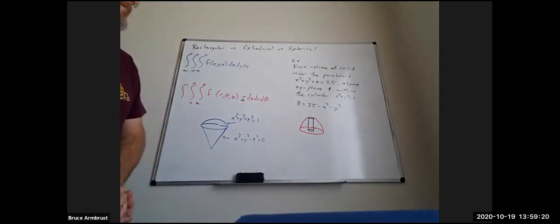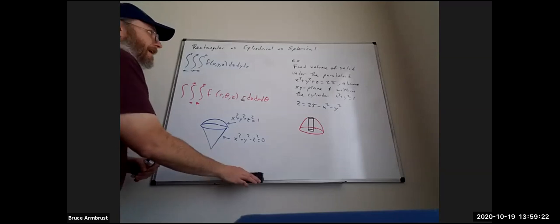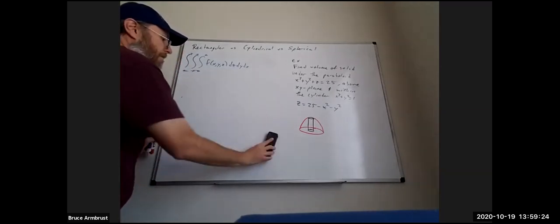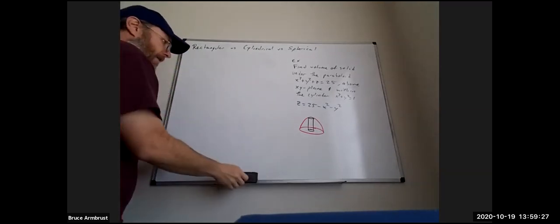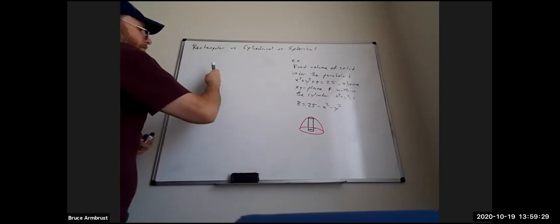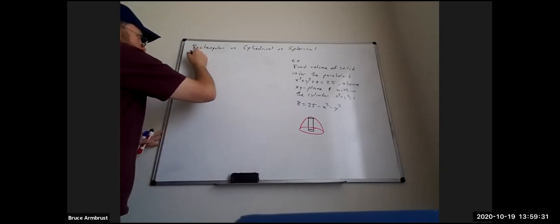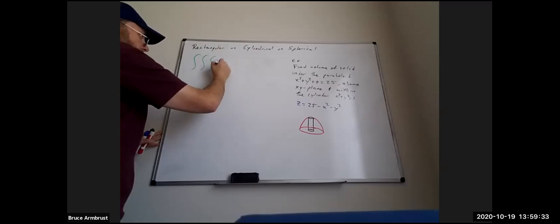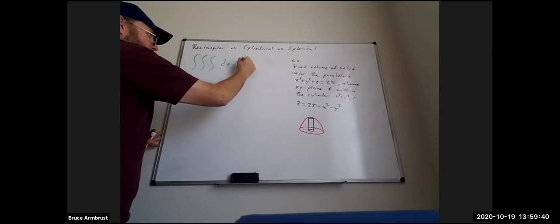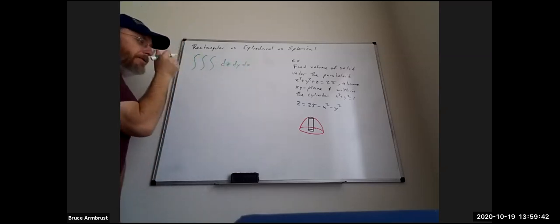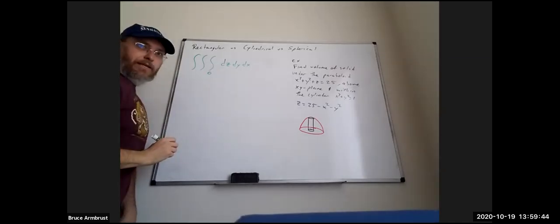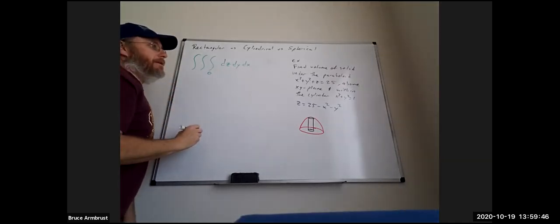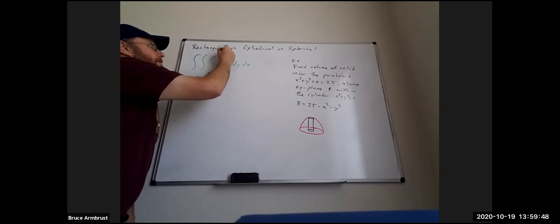All right, so if we were to set this up in rectangular, this is what it would look like. You probably want to do a dz first. Since we're finding volume, the integrand is just going to be 1. So we'll do a dz, dy, dx. For the z's, we're going from the xy plane up to this paraboloid, so 25 minus x squared minus y squared.